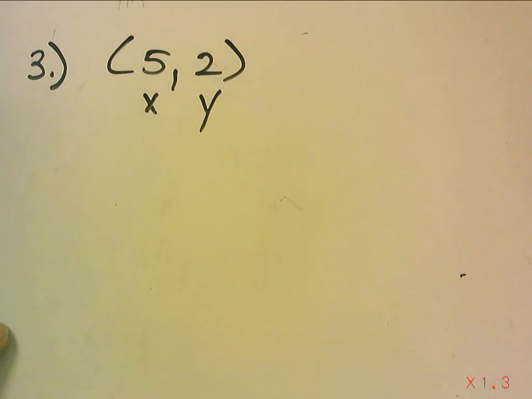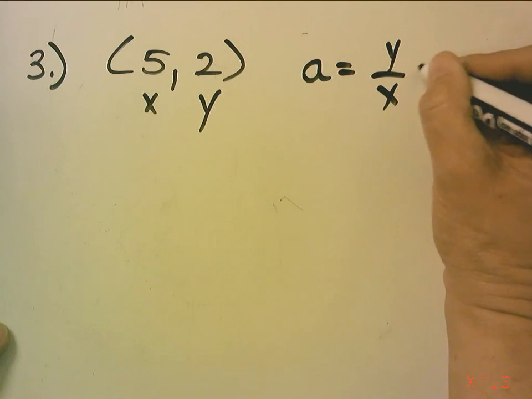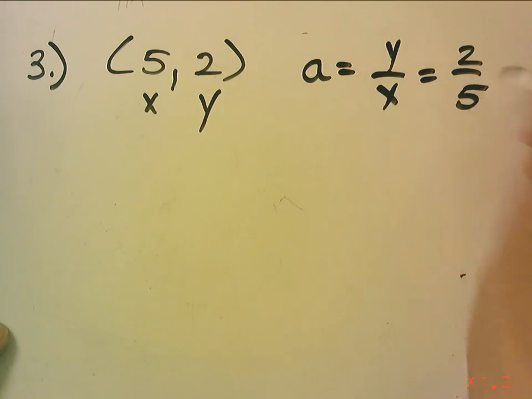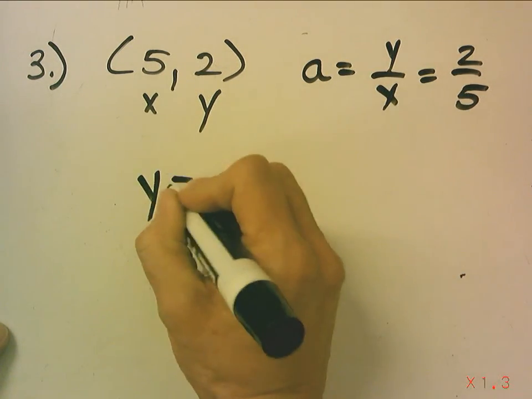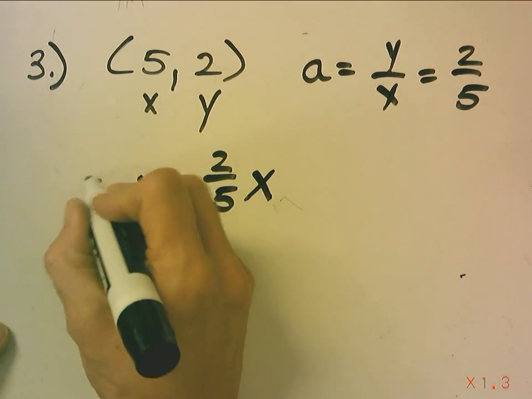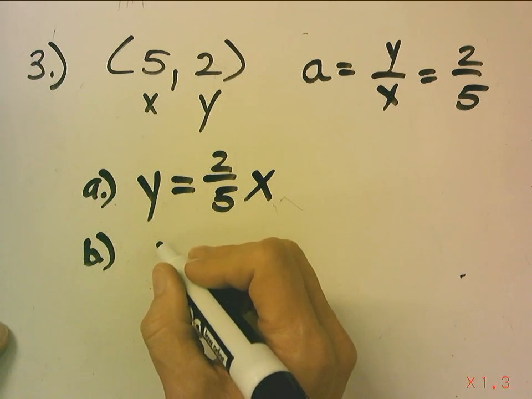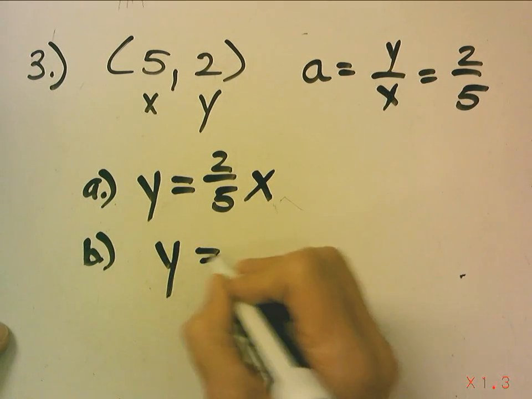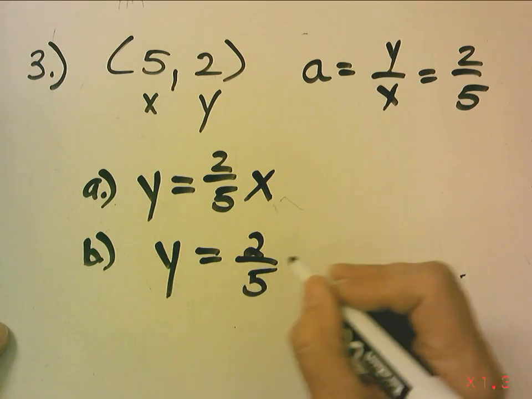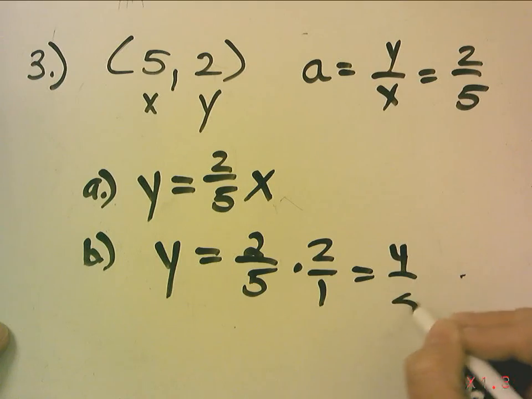Well, that's just like them giving you an x and a y value. And we know a equals y over x, so in this case, a equals 2/5. So I know my direct variation equation is y equals 2/5 x. That's part A. Part B says, find y if x equals 2. Well, if I let x equal 2, y equals 4/5.